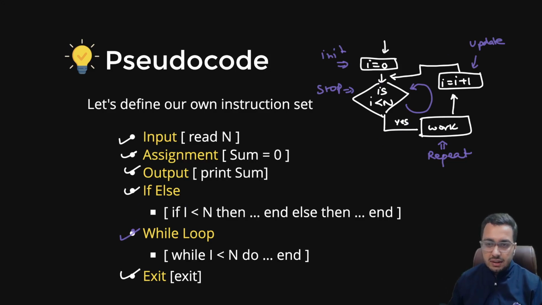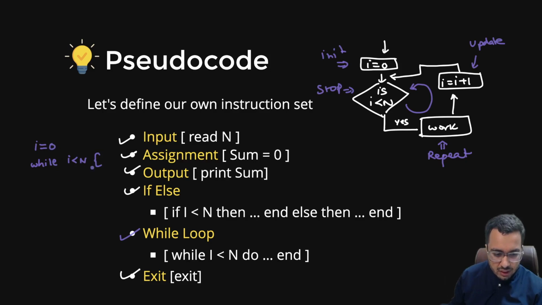So how do we write it? Let us see an example of this flowchart written in the form of pseudocode. We will write i equal to 0, then we will say, while i is less than n, followed by curly brackets. So this is the condition. While this condition is true, this part of the code, whatever work you want to do, will be repeated continuously, and then you will have i equal to i plus 1.